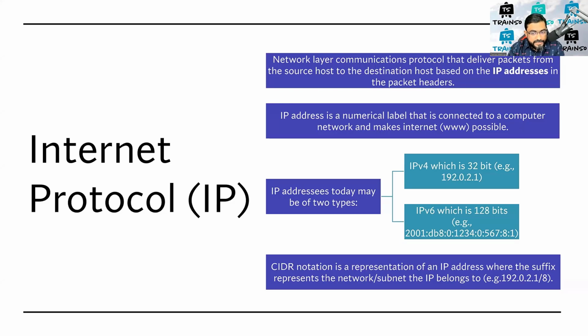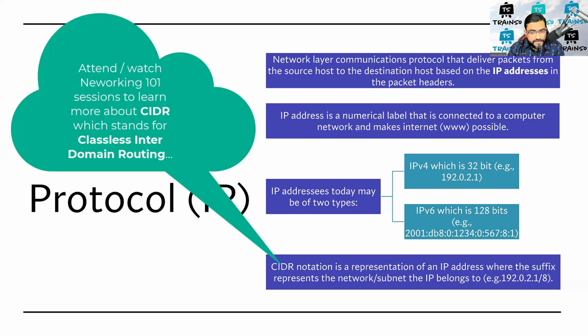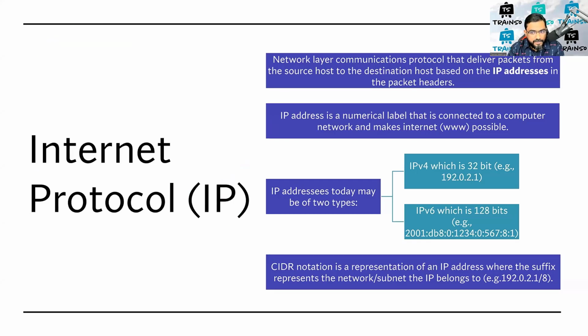CIDR notation is a representation of an IP address where the suffix represents the network or subnet the IP belongs to. Okay, so if you see this 192.0.2.1/8, this 8 means that 8 bits out of the total 32 bits are used for finding the network or subnet. Subnet is a subnetwork within a network.